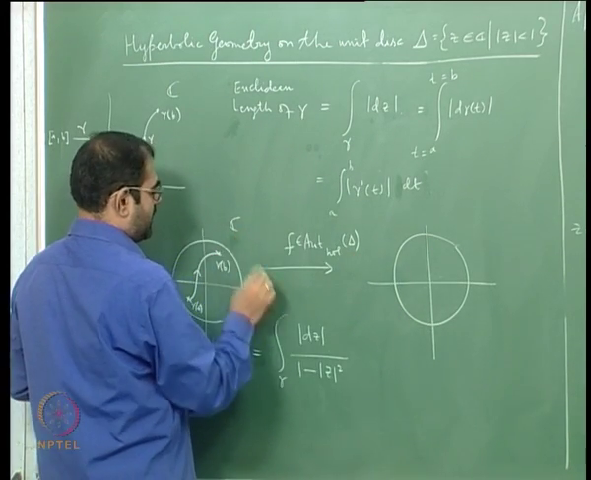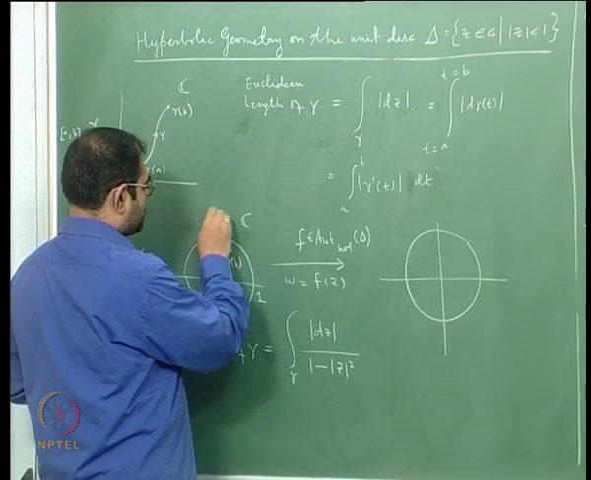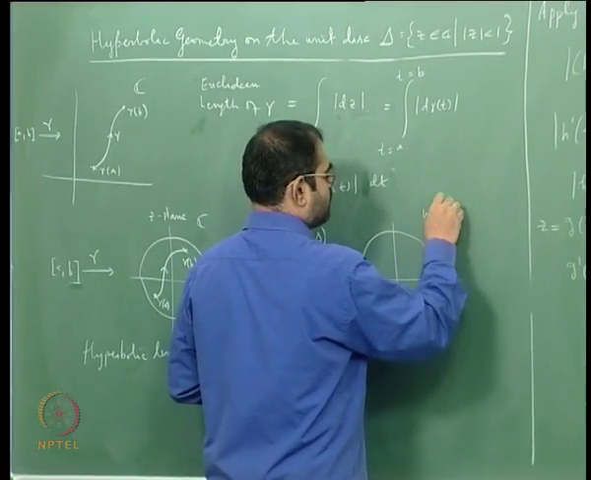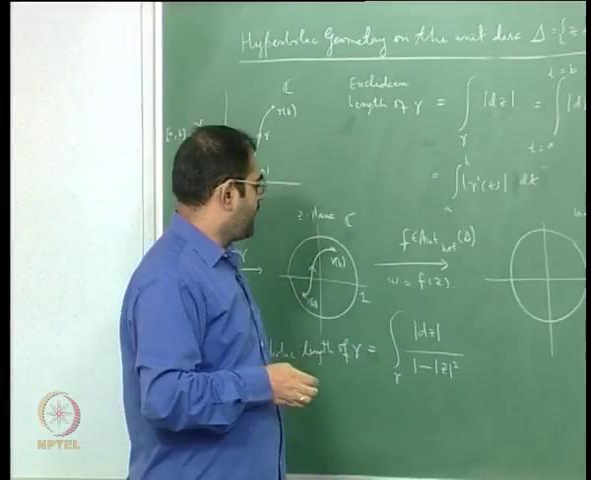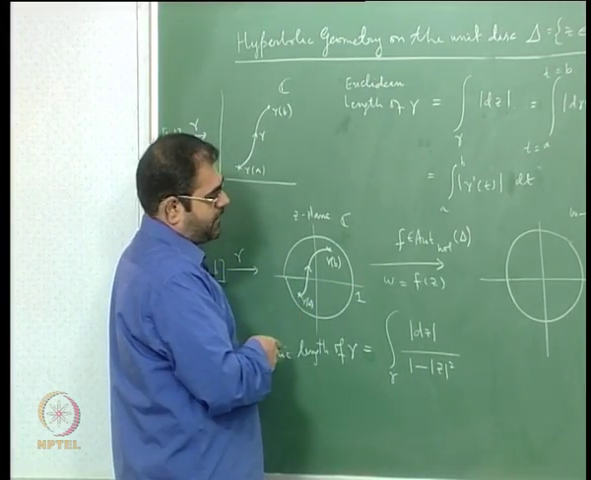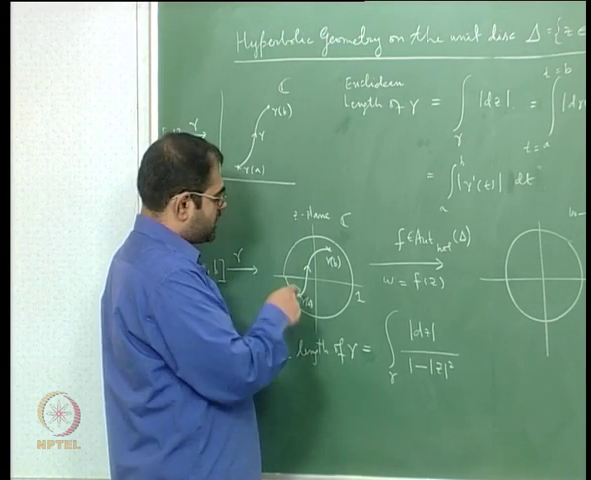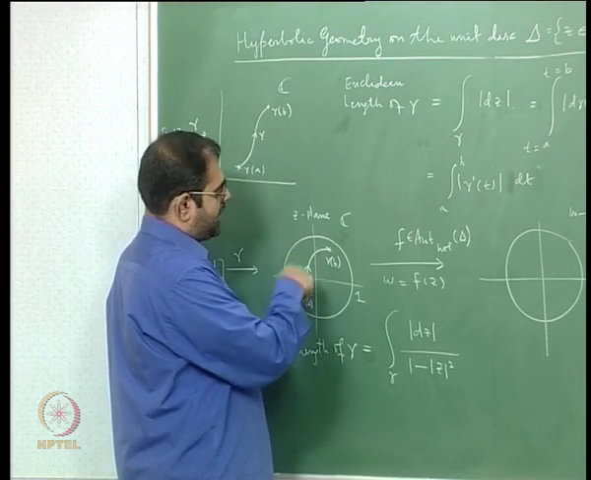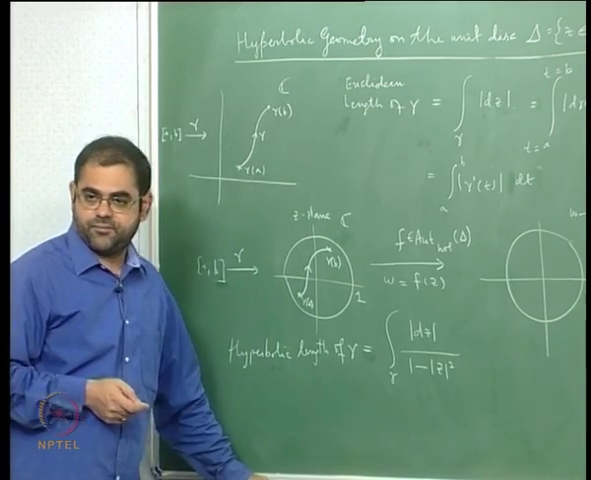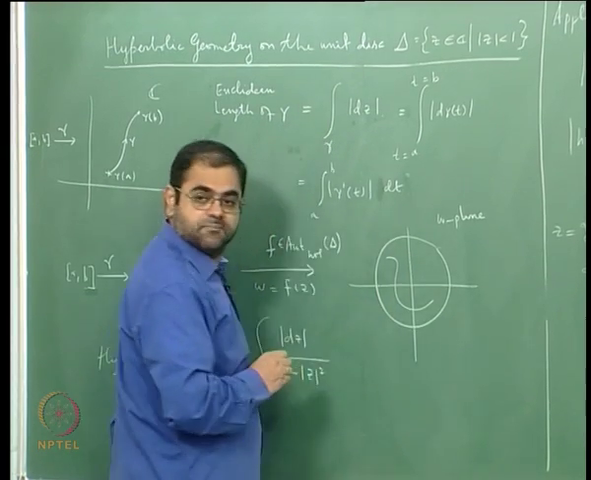so this is the map w equal to f(z), and this is the z plane, and here I have the w plane. And what is going to happen is that because f is an automorphism, one to one and onto, and its inverse is also holomorphic, the image of this path is also going to be a simple path inside the unit disk. So what I am going to get is another path like this.